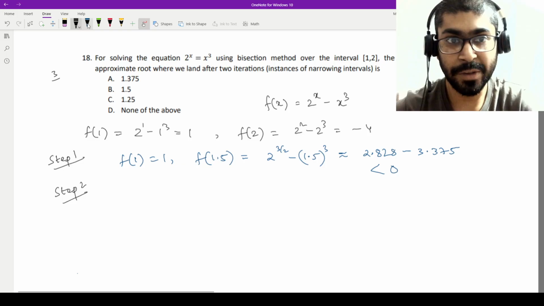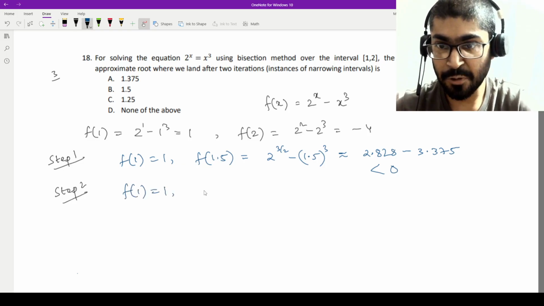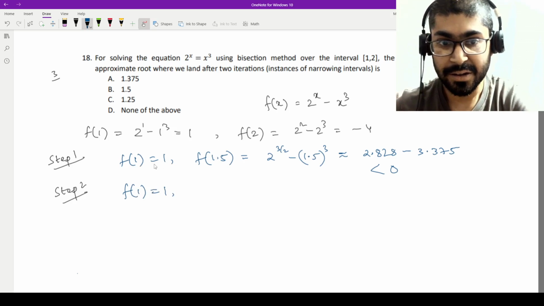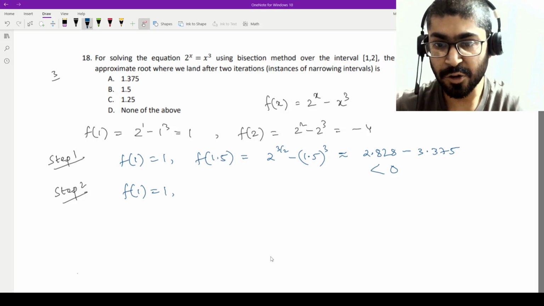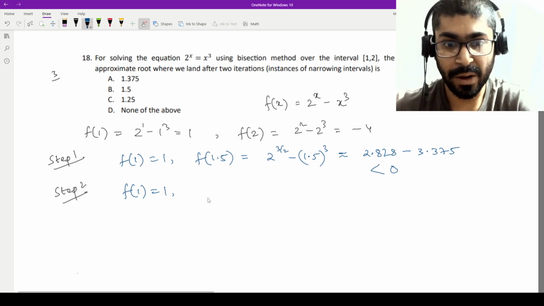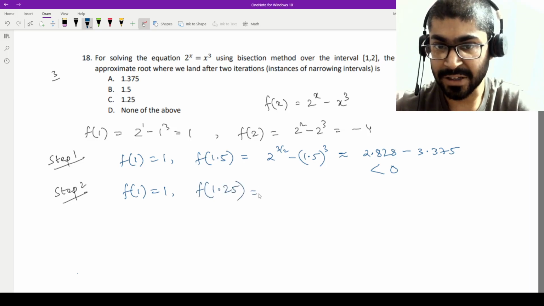We'll check step 2 because our f1 is still fixed at 1, and now we would have to evaluate the point between f1 and f1.5, right? What does that point turn out to be? That point turns out to be 1.25, right? We would have to evaluate this.